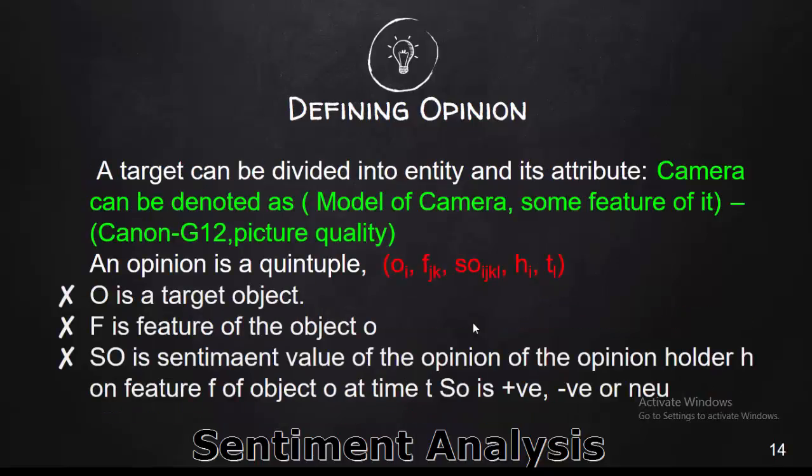A target can be divided into an entity and its attribute, like a camera can be denoted as the model of camera, with some features of it, like Canon G12. An opinion is a quadruple. So as I said earlier, there are four parameters in it.